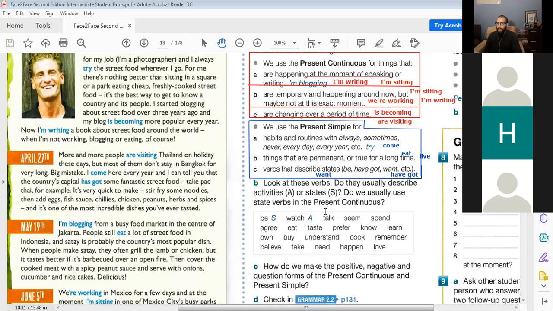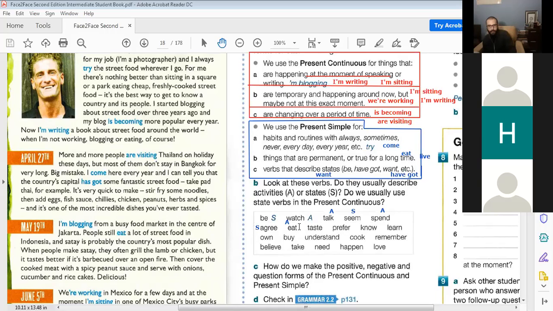So talk, activity or state verb? Activity. Okay. Seem. State. Spend. Activity. Agree. State. Eat. Activity. Agree. Yeah, it's a state. Test is a state. State.